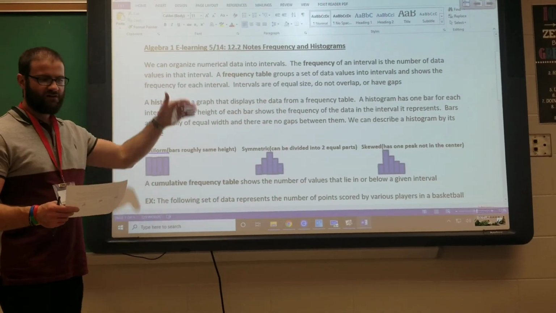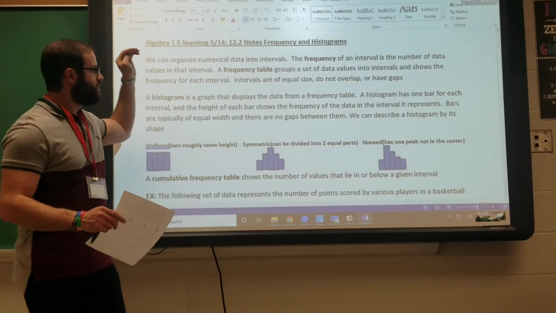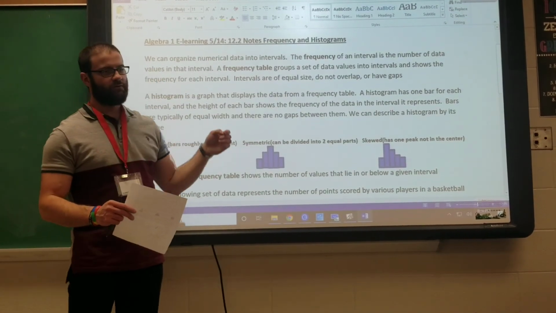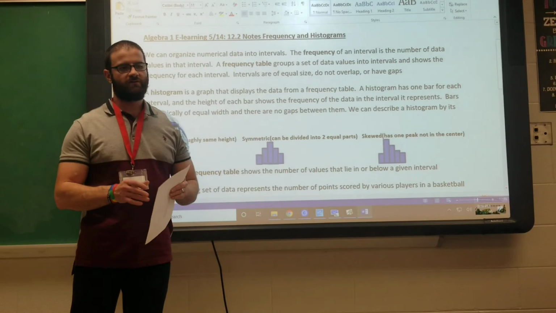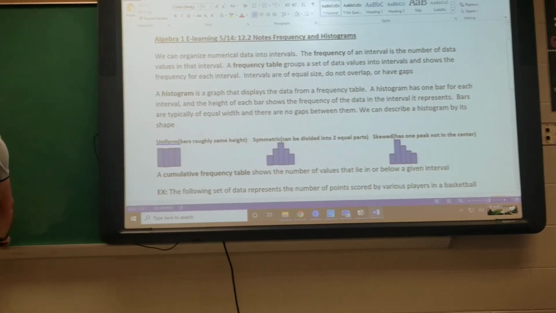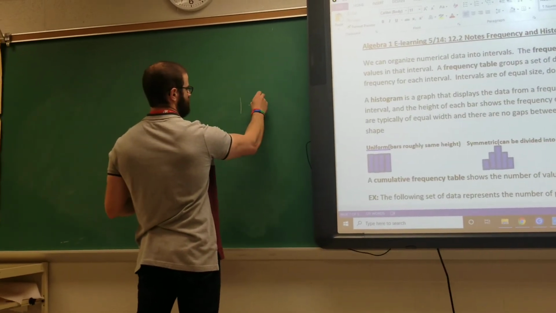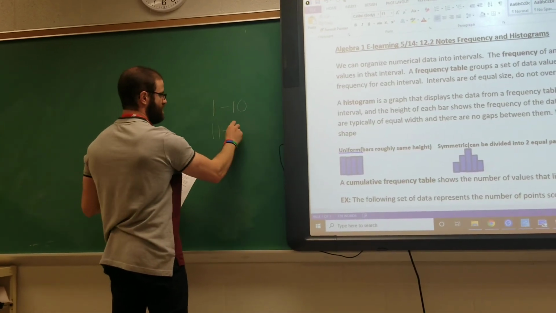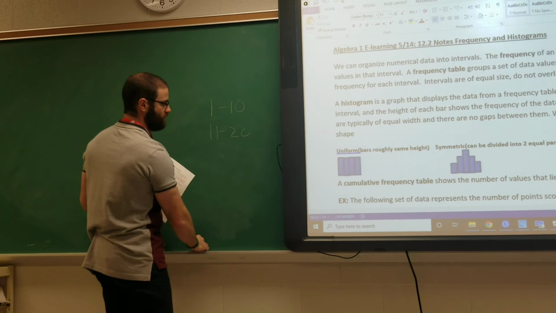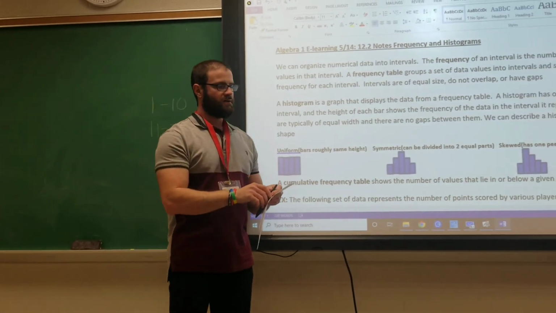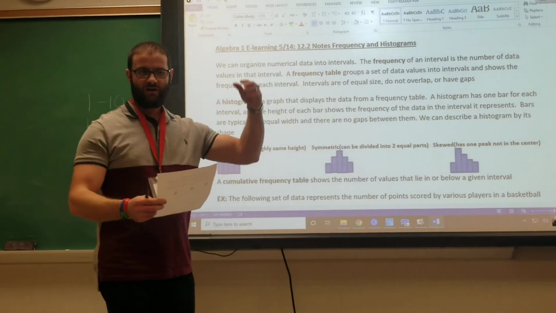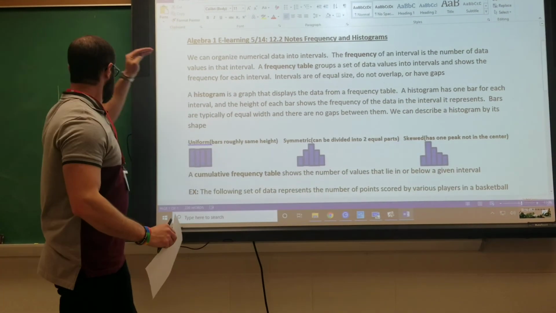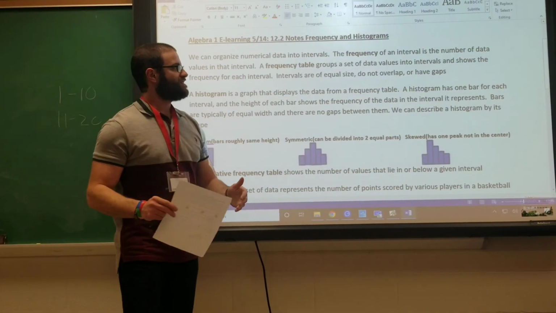If we have a set of numerical data, we can organize it into intervals. Intervals are just like numbers between 1 and 10. We look at how many numbers between 1 and 10, how many numbers between 11 and 20. Those are intervals. So we can organize and analyze the data based on how many data points are in certain intervals that we establish.